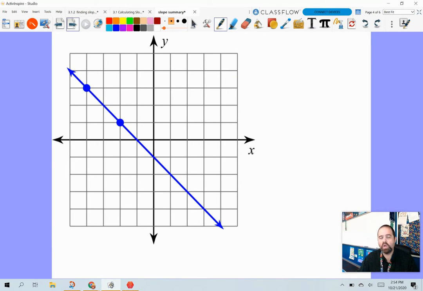Okay, second one. What kind of slope does this one have? Is it positive, negative, 0, or no slope? And now I'm going to count it out. Down 2, 2 to the right. So the slope of this one is negative 2 over 2, and I do want you to reduce those. So this one reduces to what?